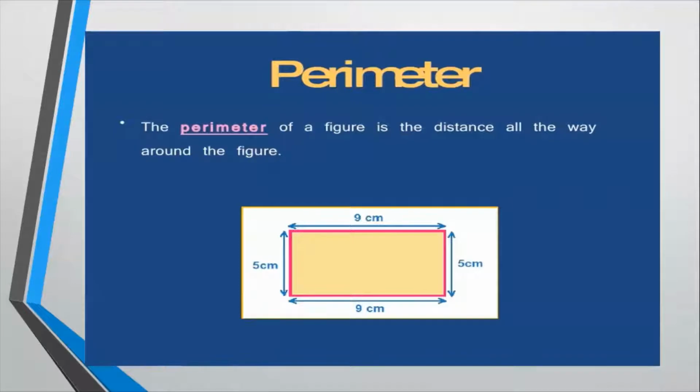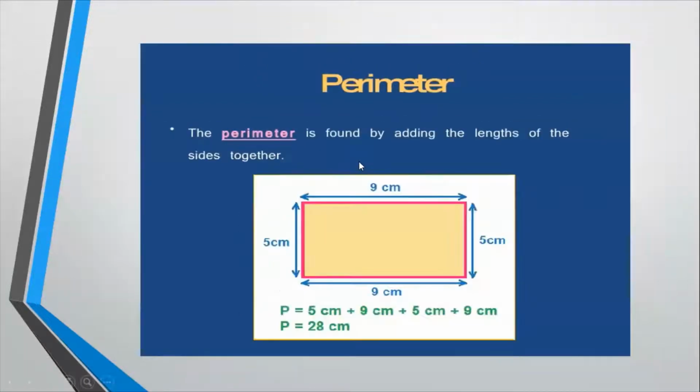Yes, it is 28, isn't it? It is 28. Very good. So 28 centimeter is the perimeter of this shape which has been given on the screen in the slide. Now, yes, you can see that we have added all four sides, 5 plus 9 plus 5 plus 9, and you are getting 28 centimeter. The perimeter is found by adding the length of sides together.